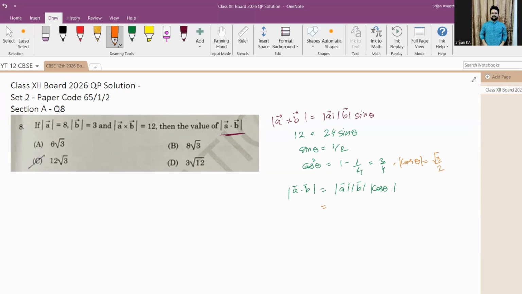So your answer becomes 8 times 3 times root 3 by 2, which becomes 12 root 3. So answer option C becomes your correct answer.